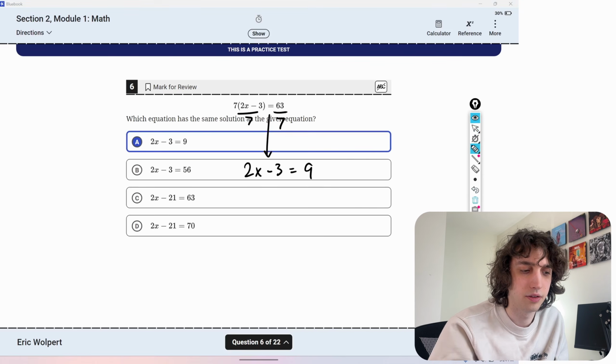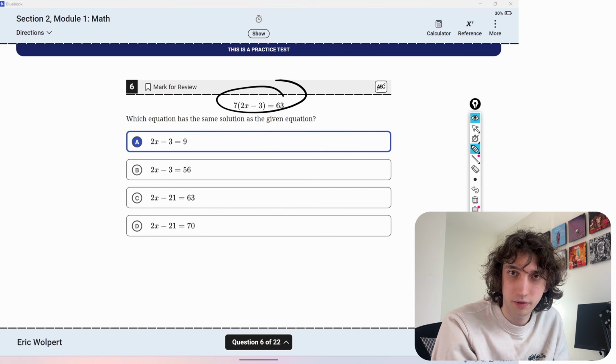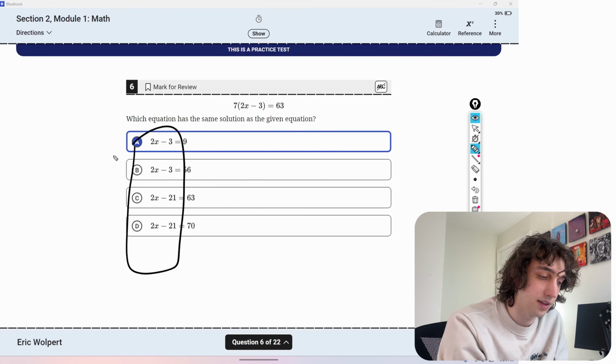So College Board likes to do this sometimes. They sort of give you hints that a problem can be solved a certain way. In this case, the hint is all the answer choices have 2x minus something.